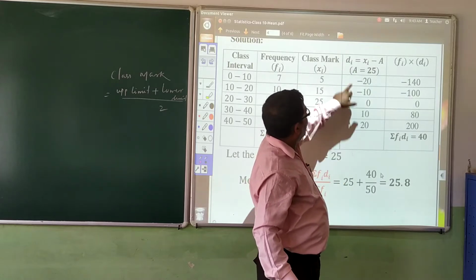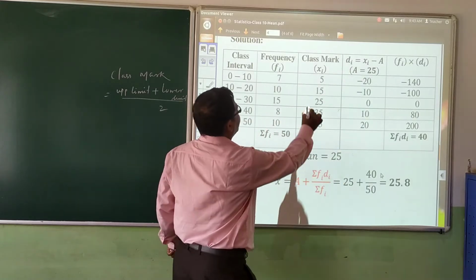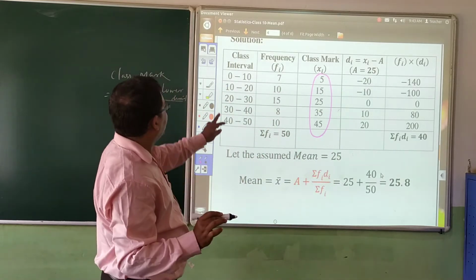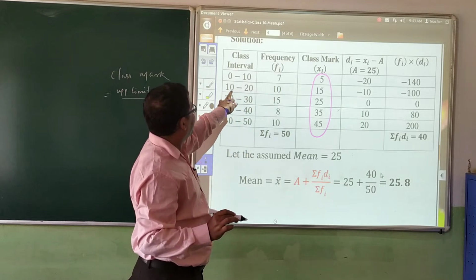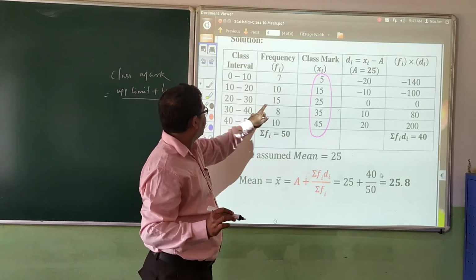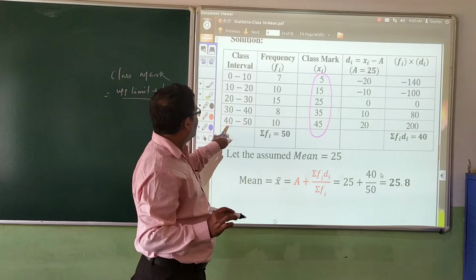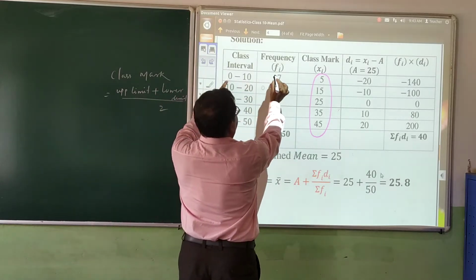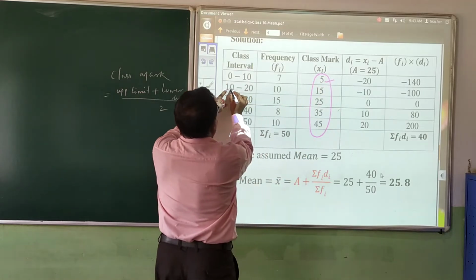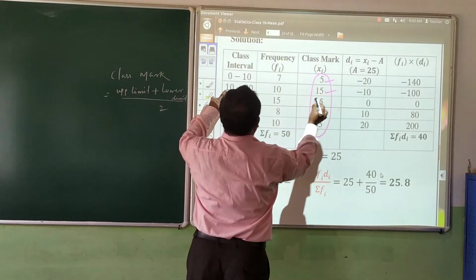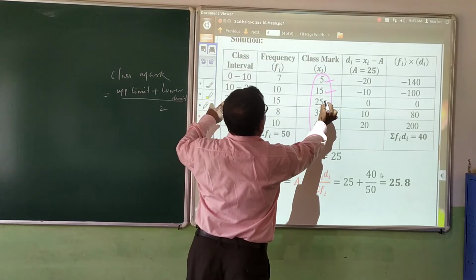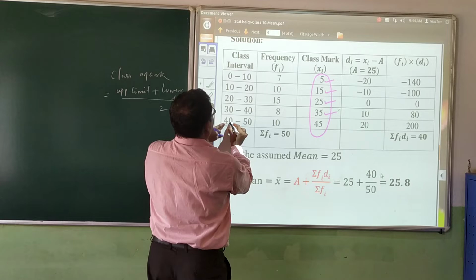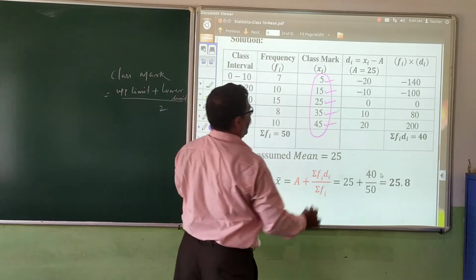First we have to understand what is the meaning of di. After finding the class mark, I have taken the same example, 0 to 10, frequency 7, 10 to 20, 10, 20 to 30, 15, 30 to 40, 8, 40 to 50, 10. And the class mark, as you know, 0 plus 10 by 2 equal to 5, 10 plus 20 by 2 equal to 15, 20 plus 30 by 2 equal to 25, 30 plus 40 by 2 equal to 35, 40 plus 50 by 2 equal to 45.